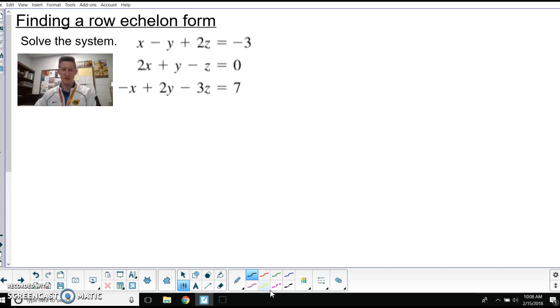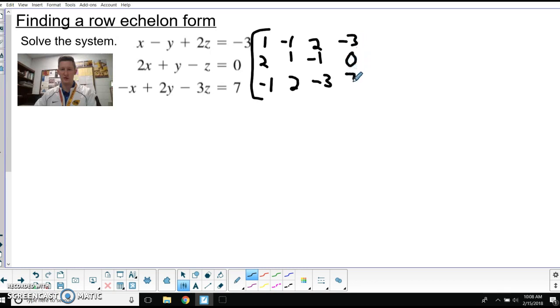So here's the things I would like to go through. First of all, we are going to create our augmented matrix using the numbers from the system. So those would be my x coefficients. Here's my y coefficients. And my z coefficients are going to go in this column. And then finally the constants in a fourth column. So -3 and 0 and 7.